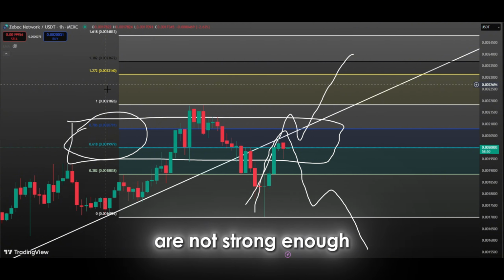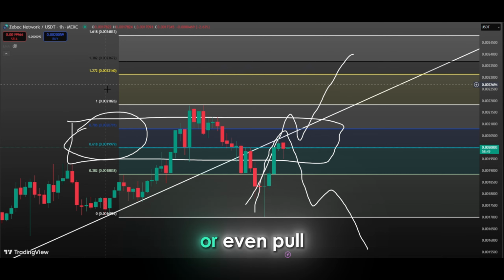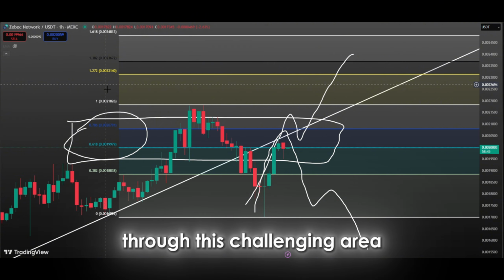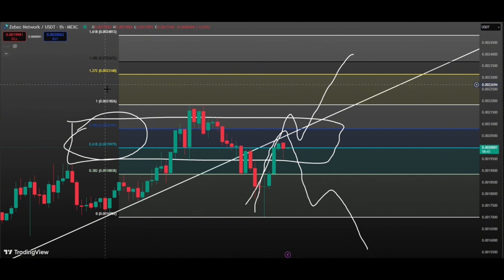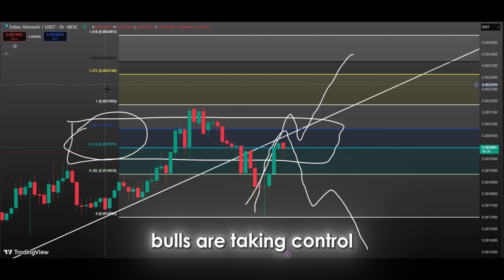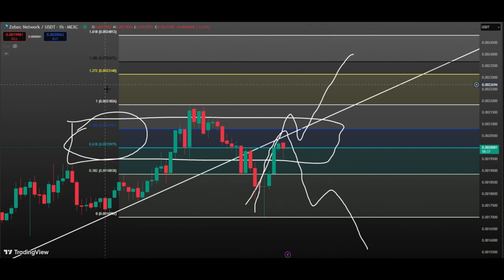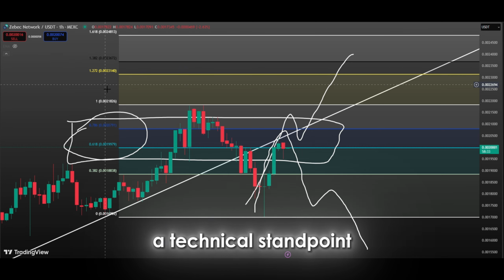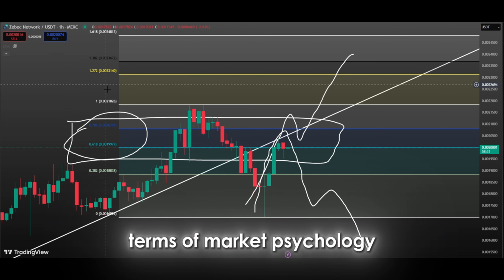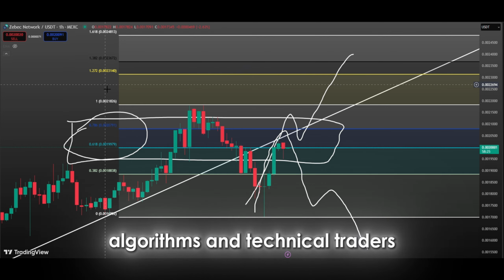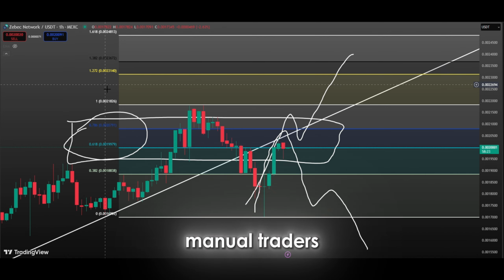If buyers are not strong enough, it is common for the price to stall or even pull back at these levels. However, if the price manages to break through this challenging area with significant volume, it can be interpreted as a sign of renewed confidence in the market and that the bulls are taking control. Nevertheless, in order for the price to surpass this level, it needs support not just from a technical standpoint, but also in terms of market psychology. This is because the 0.618 and 0.786 levels are closely watched not only by algorithms and technical traders, but also by manual traders.